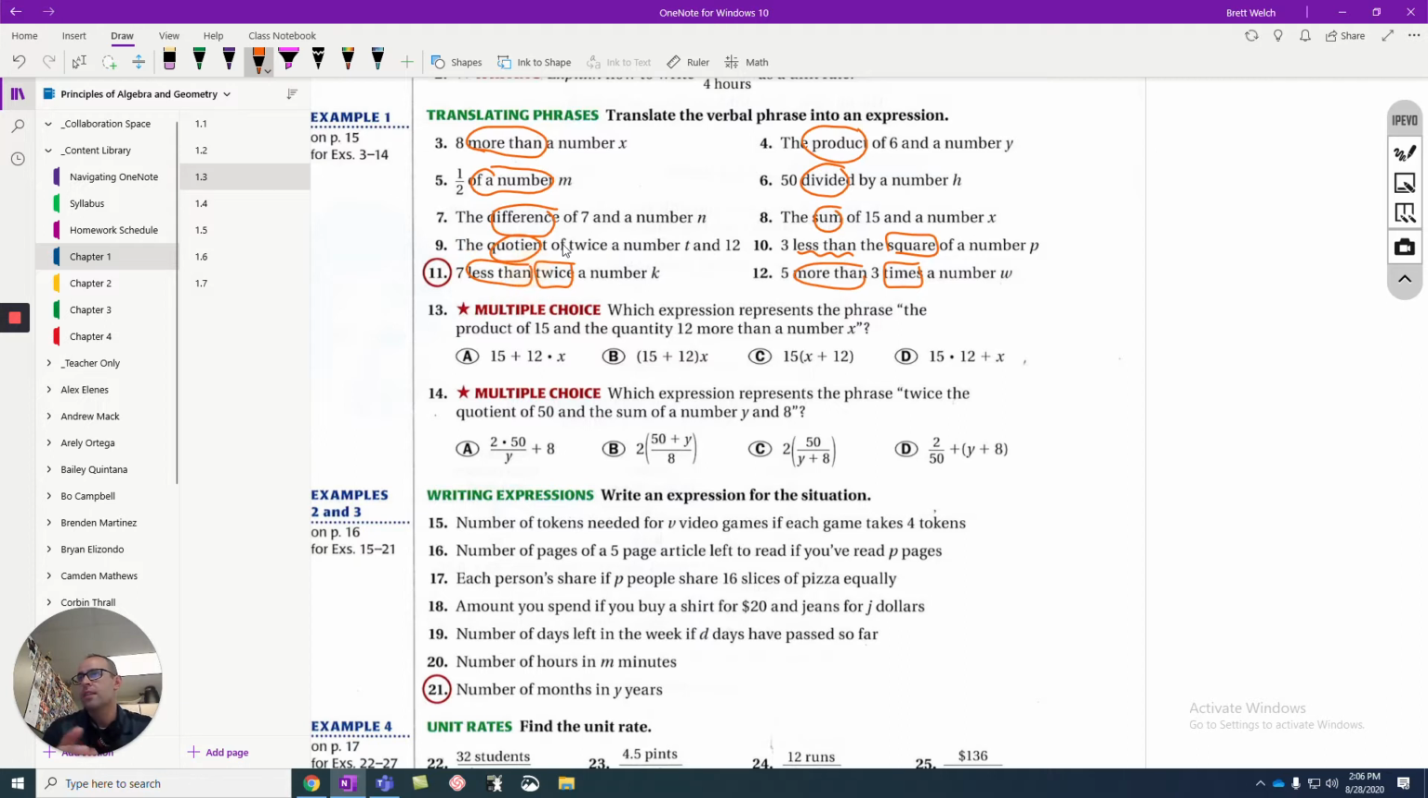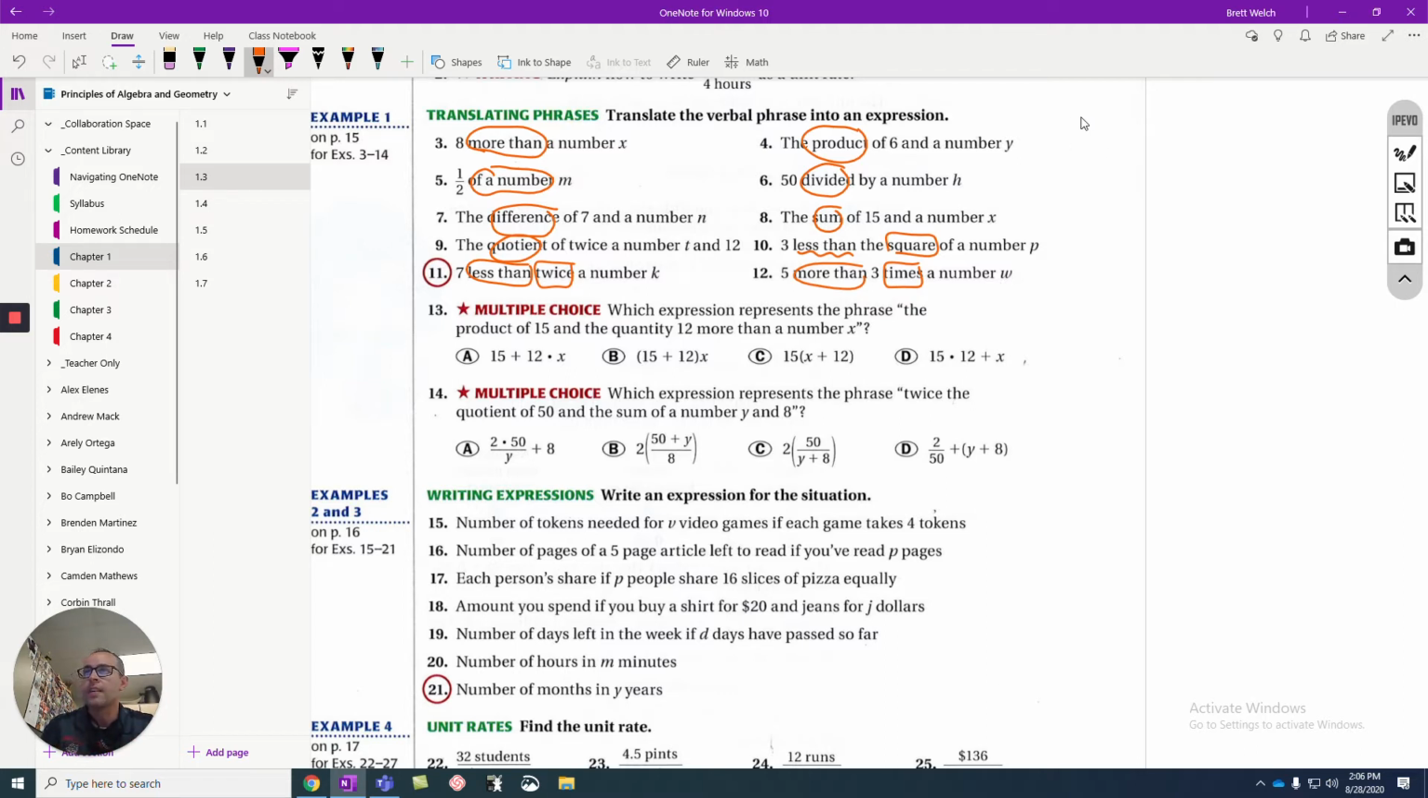Of all of the phrases, most of them are pretty self-explanatory. More than is going to mean to add. Divided obviously means division. Sum is going to be to add two things. The one that gets us into a little bit of trouble is actually this less than. More than technically is the same issue, but we can get away with it a little bit because the order of addition doesn't really matter. The order of subtraction does.